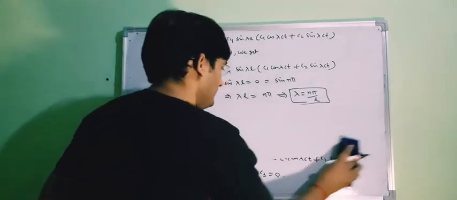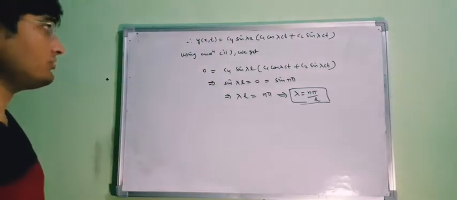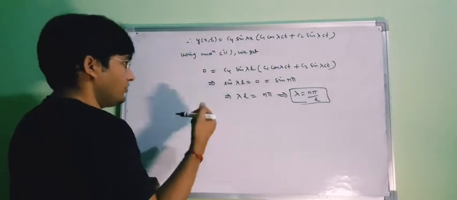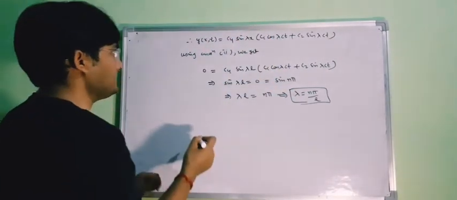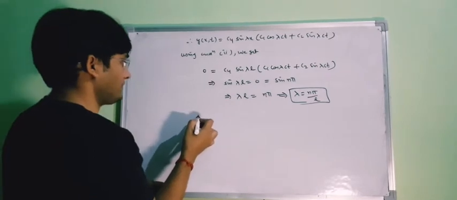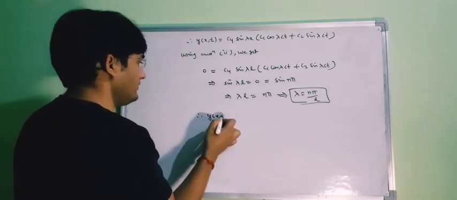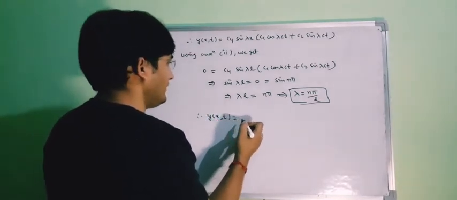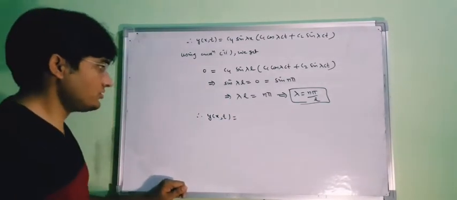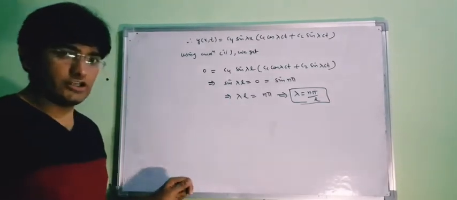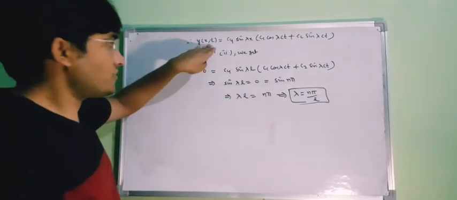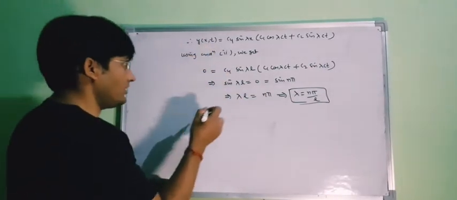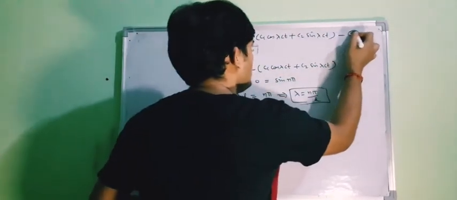Now let us use condition number 3. Let us put this lambda here. Therefore your y(x,t) will be, I think I am not using this condition. Now let us use condition number 3. To use condition number 3, let us differentiate this equation, equation number 2, with respect to x.